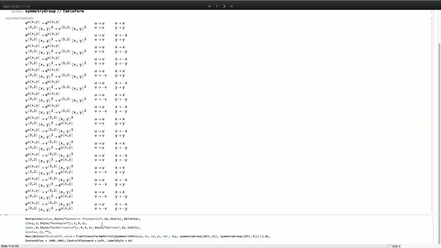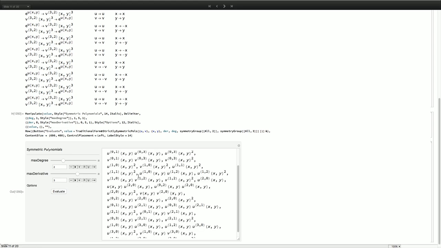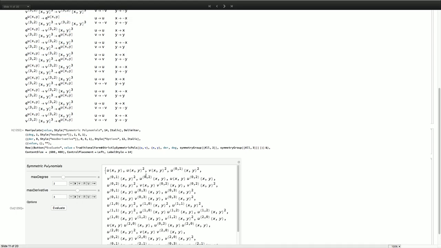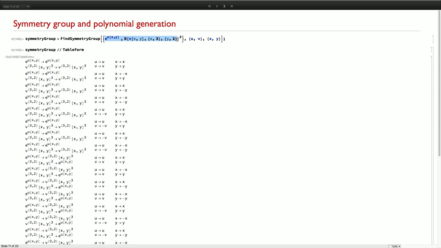And what we can do by using this function, we can generate all the polynomials which are symmetric under the group, whose solutions are symmetric under the group of discrete symmetries. And here, let's see, for example, these generated polynomials are symmetric under the group of the system of PDE specified here.